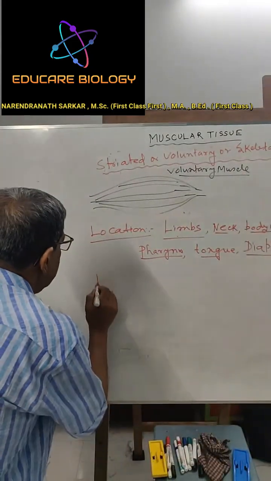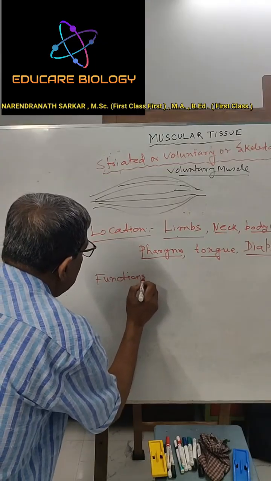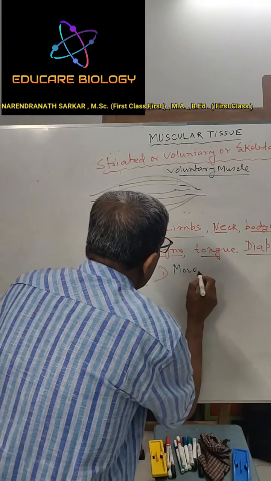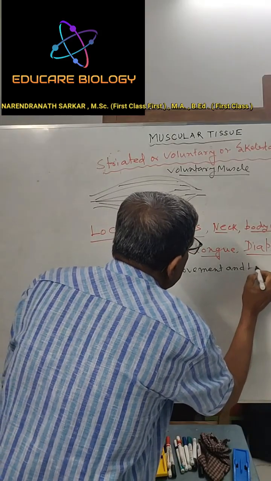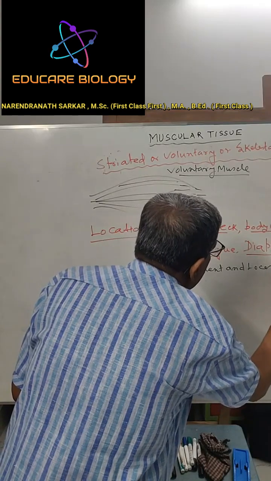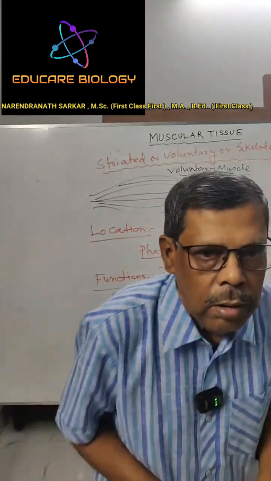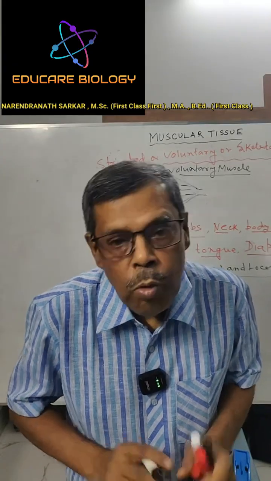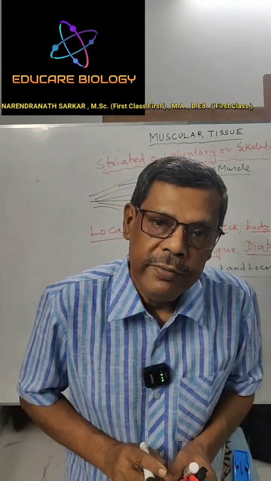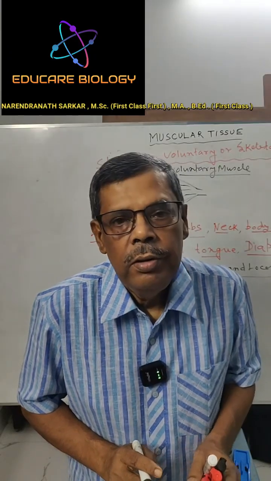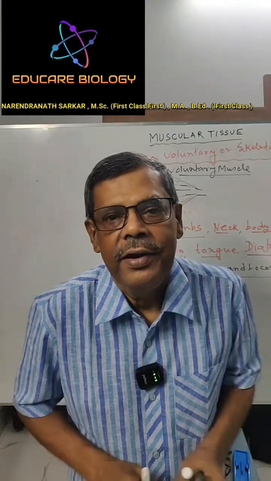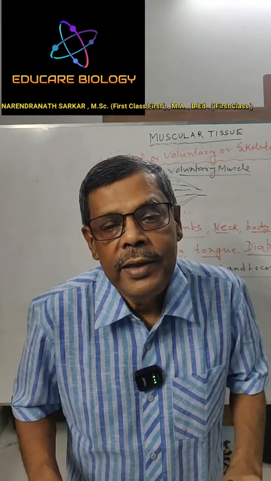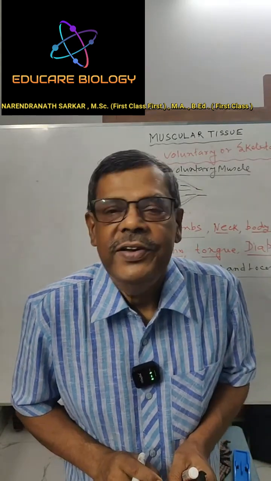Next, functions of voluntary muscle. Number 1, movement and locomotion. All the voluntary organs move by the action of the voluntary muscle. Its contraction and relaxation makes the movement of the body. So, our movement and locomotion is accomplished by the contraction and relaxation of this muscle.